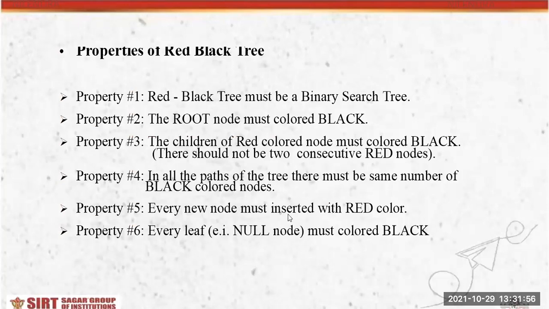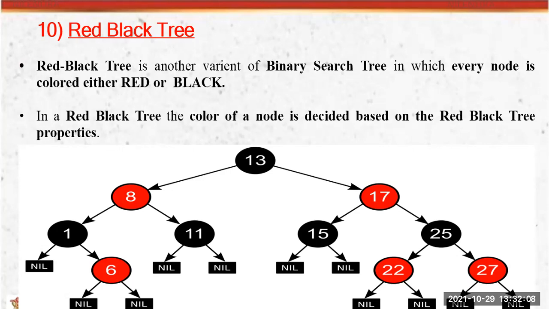Every node must be inserted with red color. Every new node will be inserted with red color, and every leaf must be colored black. Now you can see here each and every child node is black. Because there are no child nodes, we have kept them as null, but these will be your child nodes and they will be your black nodes.